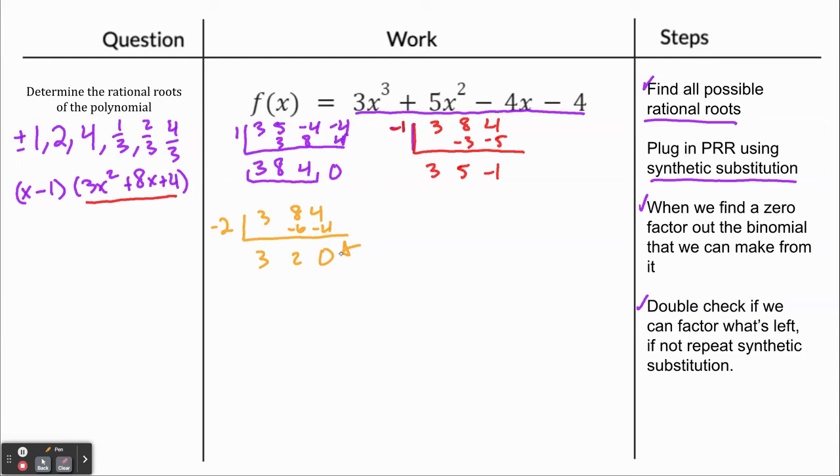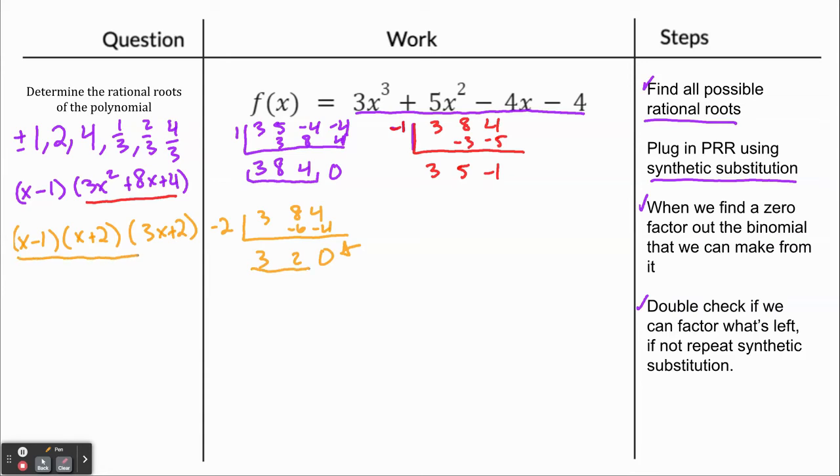So again, I'm going to factor that out. Remember, I still have x minus 1 factored out. Now I have x plus 2, because if I plug in negative 2 into there, it's going to give me a 0. And what I'm left with is 3x plus 2, because that's what I get from here. And now I know my zeros.